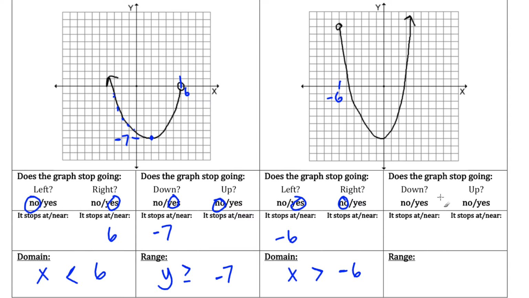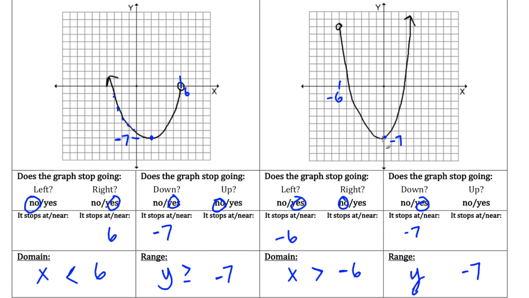Let's think about the y values, the range values. Does it have a lowest? Does it ever stop going down? Yeah, right here. At 1, 2, 3, 4, 5, 6, 7. Oh, negative 7 again. And does it stop going up? No, it keeps going up pretty much forever. So the only limitation we have on y is negative 7.